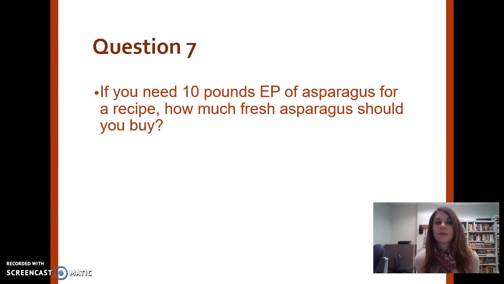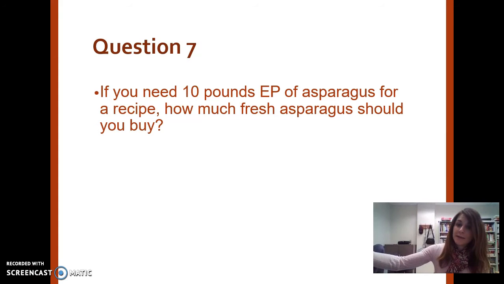All right, so let's take a sample here. If you need 10 pounds EP, which means edible portion, of asparagus for a recipe, how much fresh asparagus should you buy? If you've ever worked with asparagus, you know that there's at least a little part on the end that needs to be discarded, that you absolutely cannot use for anything. But when you buy it, you have to purchase the entire thing. Also, when you purchase the product, you know that it is sold by the pound. So let's say you need 10 pounds to actually serve to your guests. Say you're doing a catered event, you're a chef, and you know that you are serving a certain amount of ounces per portion, and you need 10. So how much do you buy?